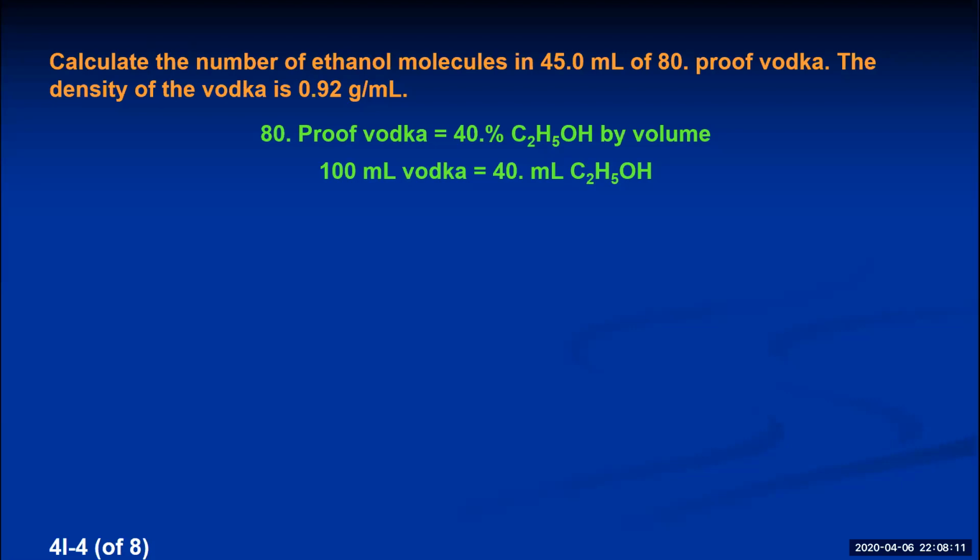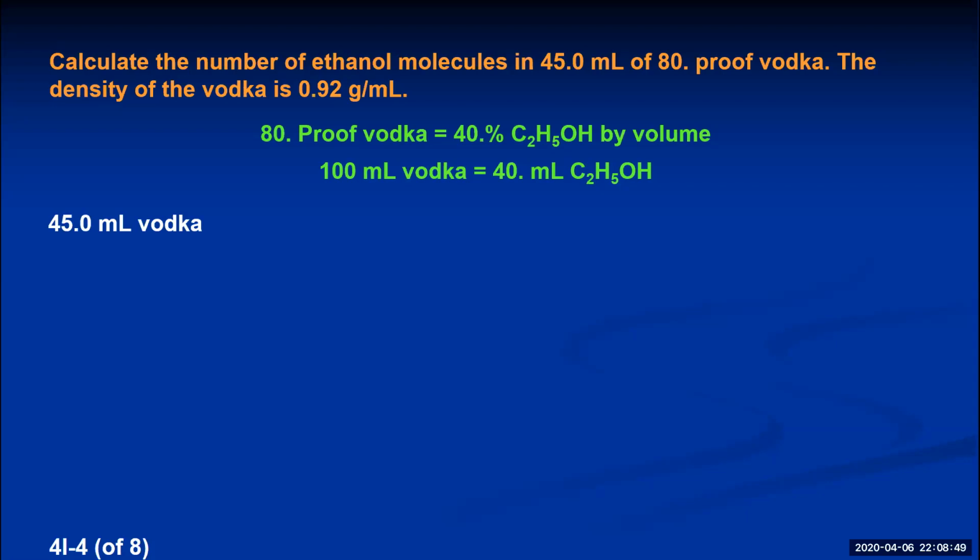So let's see if we can calculate the number of ethanol molecules. We're starting with 45.0 milliliters of vodka. Vodka is the name of a mixture. It has water and alcohol and who knows what else is in there. So I can actually convert milliliters of vodka into grams of vodka with its density. But if I were to do that, because vodka is a mixture, there is no molar mass for a mixture. I can't convert grams of vodka into moles of vodka. I can convert a pure substance from grams to moles. A pure substance has a formula like sodium chloride or ethanol or water or oxygen. But vodka is a mixture.